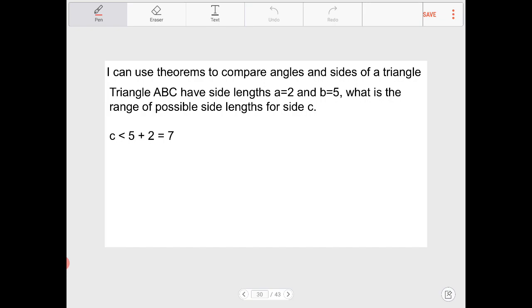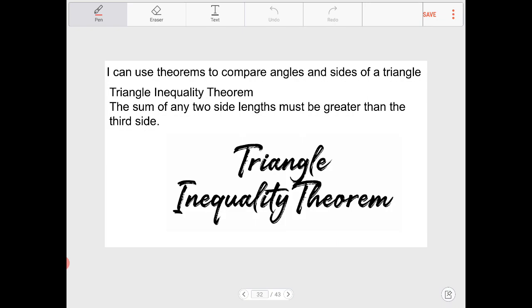So how do we conclude this? These are the two sides that are given. The third side must be less than the sum of the two sides. The third side must also be greater than the difference of the two sides. This is our triangle inequality theorem: the sum of any two side lengths must be greater than the third side length.